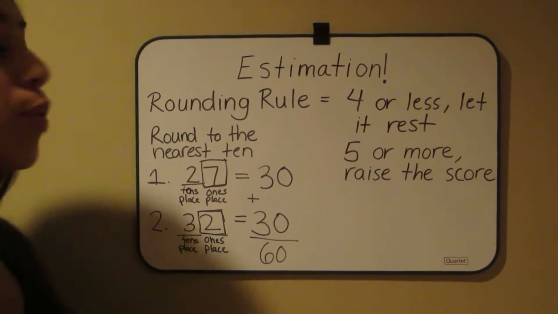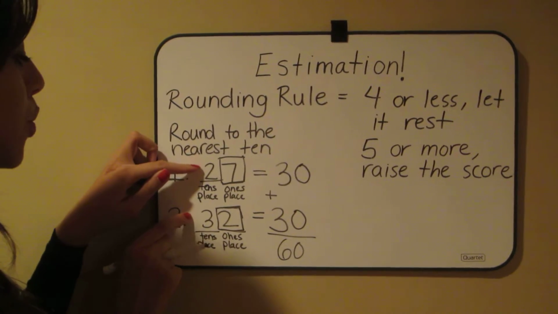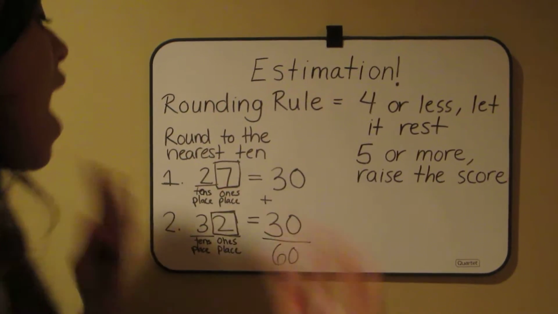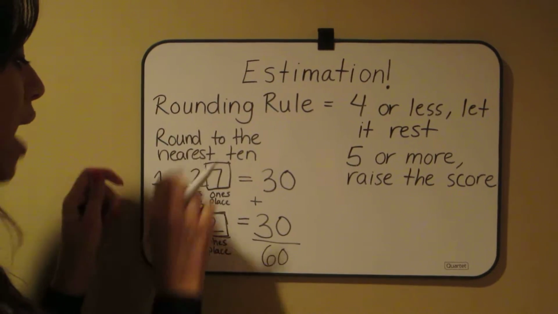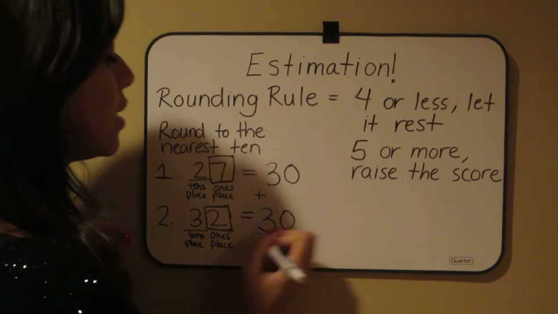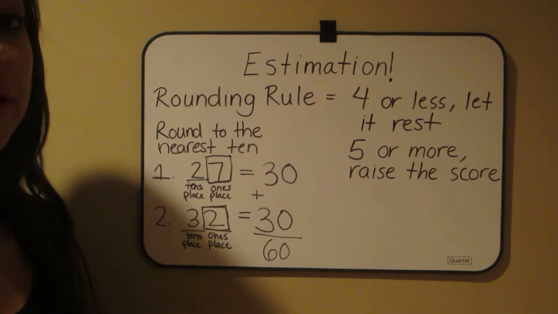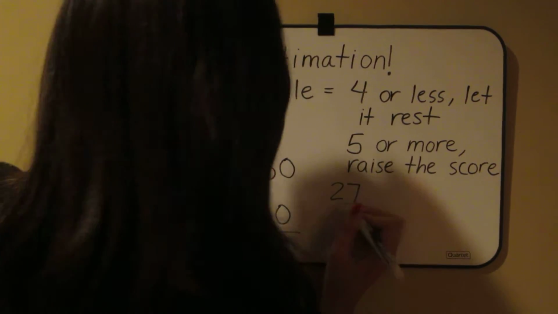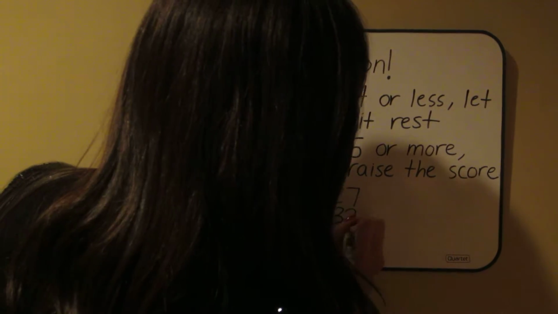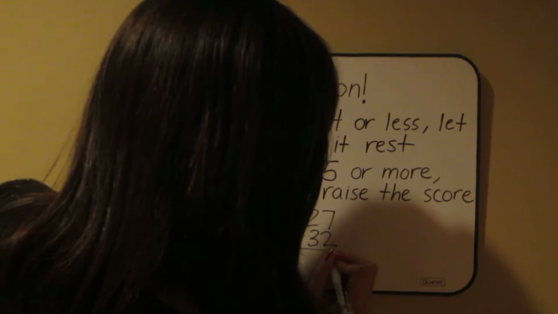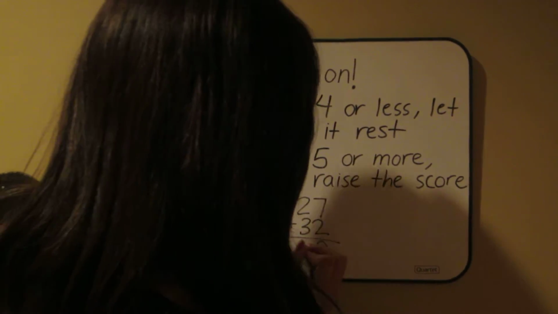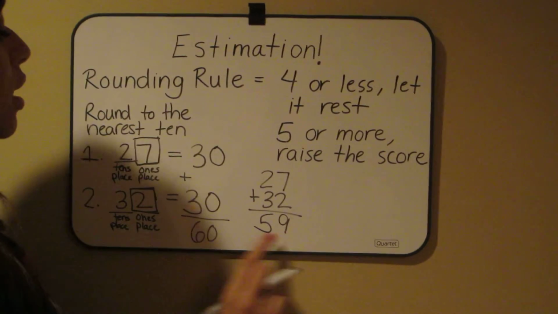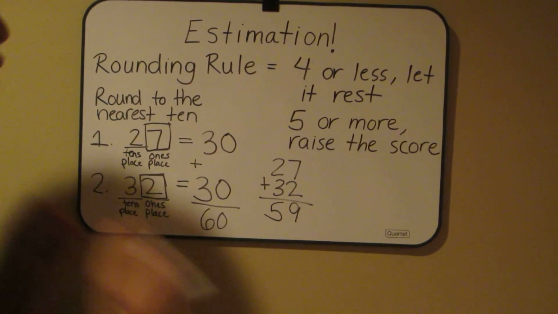But let's see what we would actually get if we added the original numbers. And after adding those two numbers, this estimated answer should be very close to it. So adding the original numbers, 27 and 32, we would get 59. So you can see how these two answers are so close to each other.